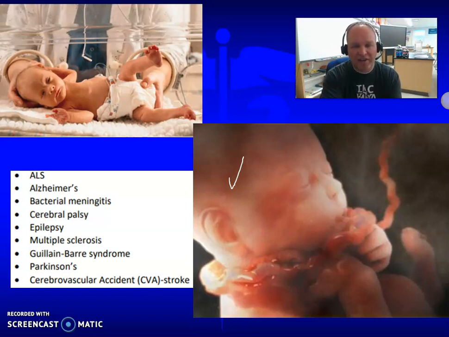But the problem with this is the more you know, the scarier it can be. Like ALS is scary, and so if your grandpa gets diagnosed with ALS, that's going to be a fight that he's going to have to fight, and that's why knowledge is powerful, but you have to understand empathy and sympathy as well. So that is cerebral palsy.